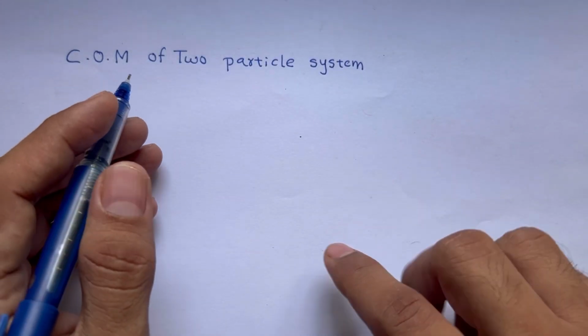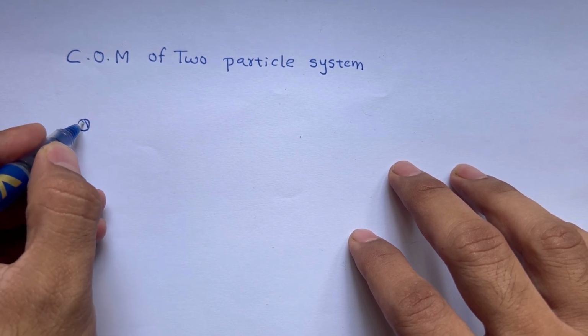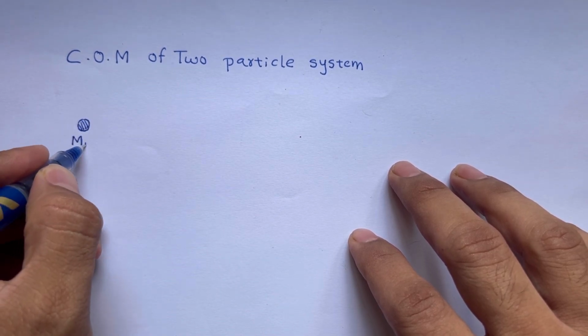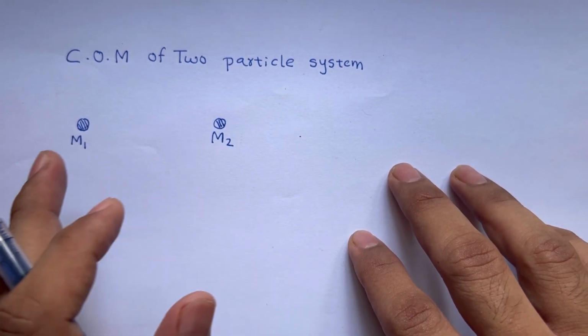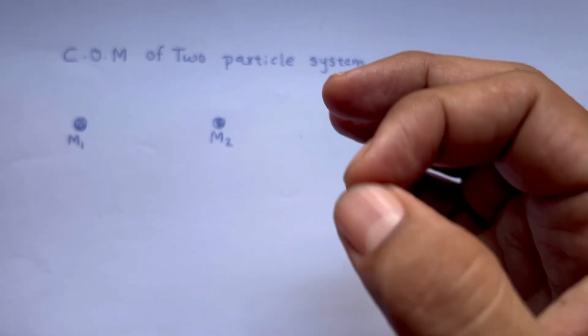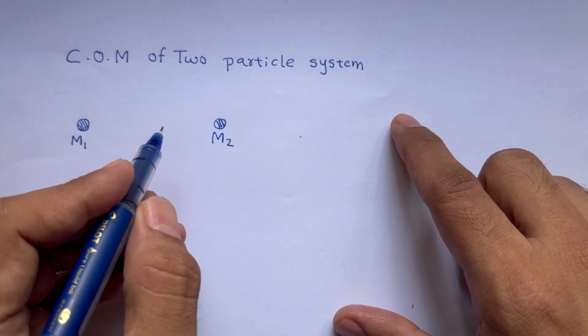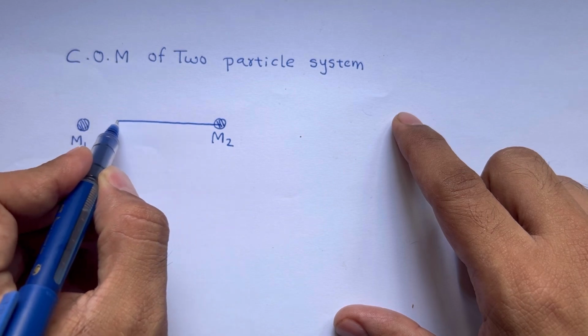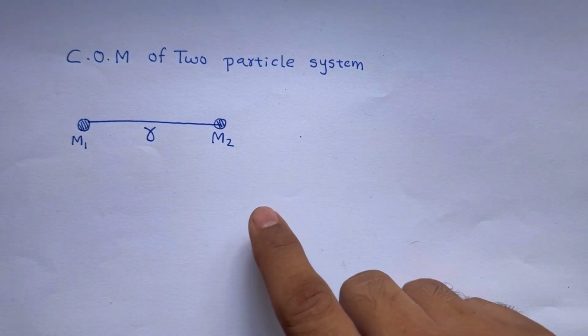Okay, so let's start with it. See, if I take here two particles of mass m1 and another particle of mass m2. Now these can be two very tiny particles, or it can be two spherical masses also. Now the distance between these two masses is, let's say, r. R is the distance between two masses.